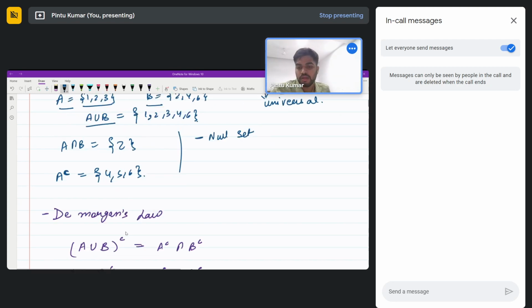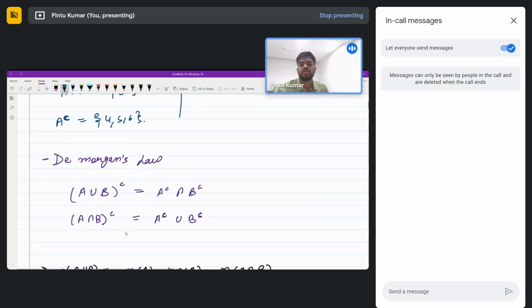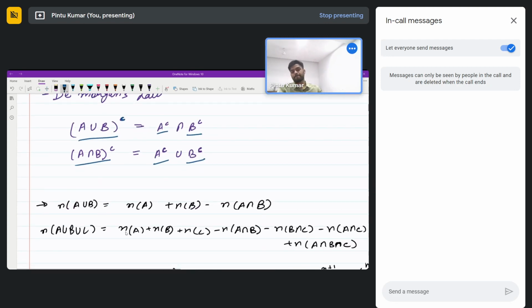Okay. So there is something known as De Morgan's law, which is related to sets. The symbol C on the top is for the complement. De Morgan's law says that if you take A union B and you take its complement, this is the same as A complement intersection B complement. And another form of De Morgan's law is that if you take the complement of A intersection B, it is the same as A complement union B complement.